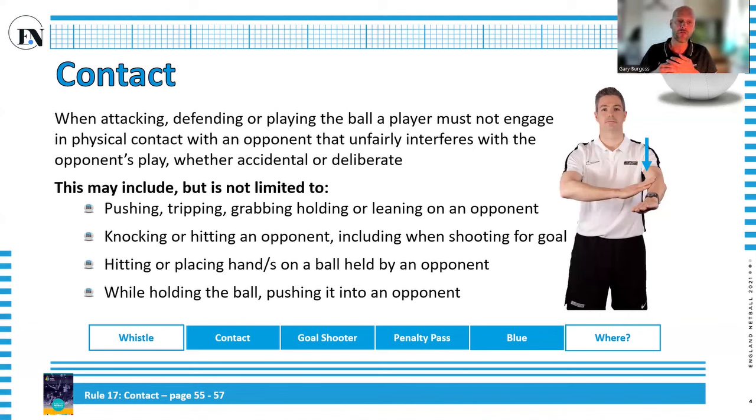Okay. Now, for those of you that have attended one of our officiating courses recently, you'll see the terminology string just as a reminder there at the bottom. There's a whistle, contact, goal shooter, penalty pass, blue, and the where ordinarily relates to the direction of play and where it should be taken in line, or the umpire pointing to the specific place on the court.